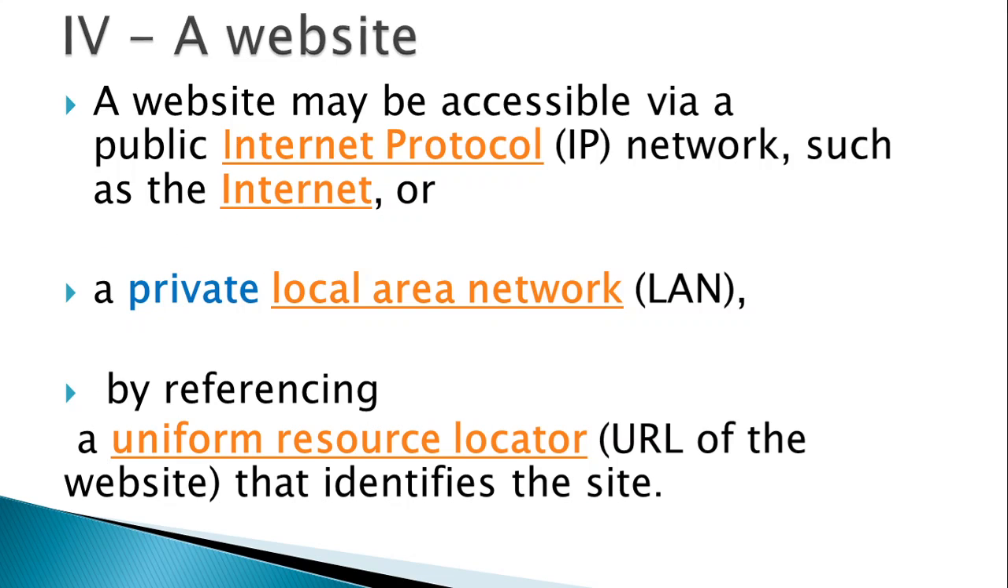We also say a website may be accessible via a public internet protocol network such as the internet, or a private local area network, LAN, by references. It can also be accessed by the uniform resource locator, URL, of the website that identifies the site. So we have three ways to access a website: through the internet, through a private local area network LAN, or by a reference. If we know the web address of the website, we just use that web address to access it.